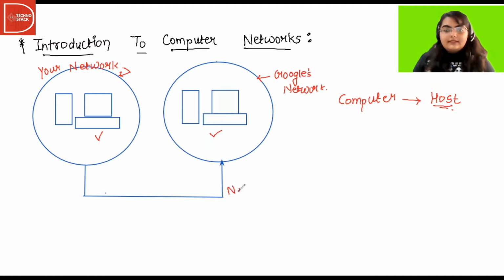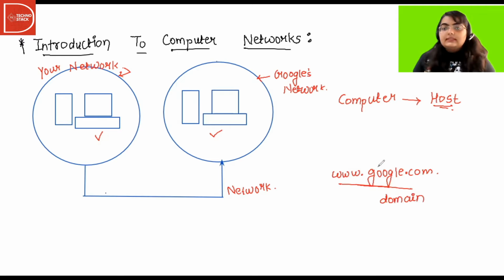So let's say we have this external network over here, which will connect our computer to the requested server's network. Let's say I want to browse www.google.com. This is known as a domain name, the domain of Google. Now I'll request it via internet. I have been connected from my network to Google's network.